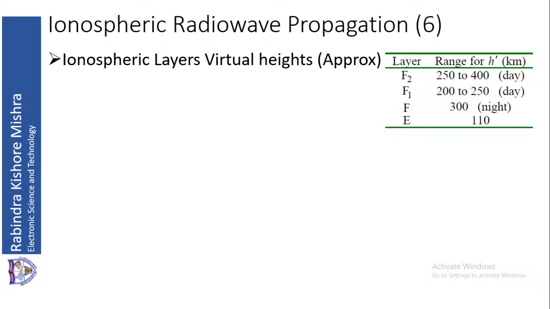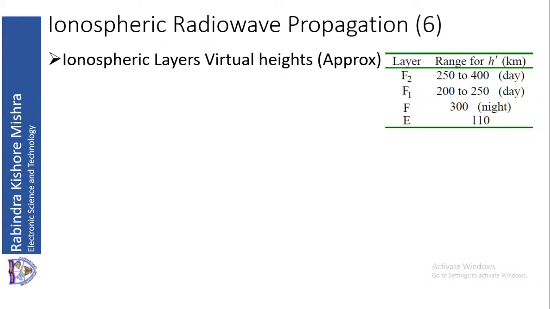As I told you, we have different layers: D layer, E layer, F layer, etc. The E layer is at a range of 110 kilometers. Below that is the D layer. Above that, from 300 kilometers, that is in the night, we have the F layer. In the day, we have 200 to 250 as the F1 layer, and 250 to 400 as the F2 layer.